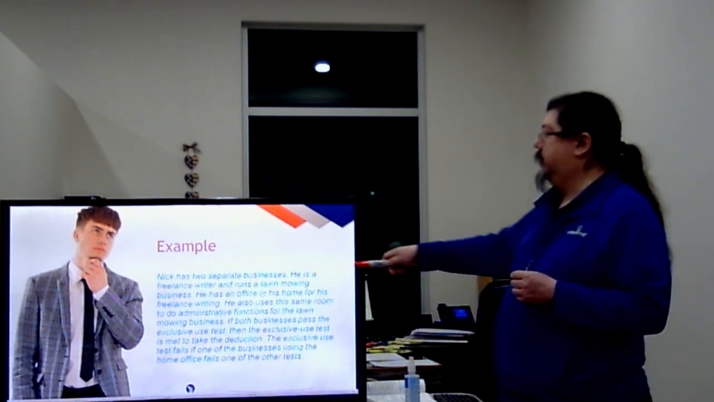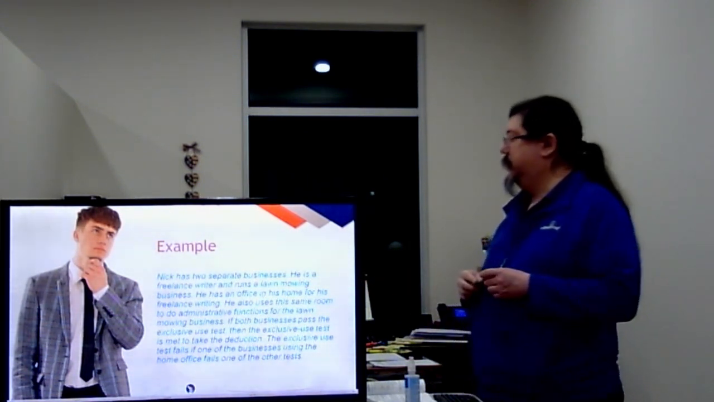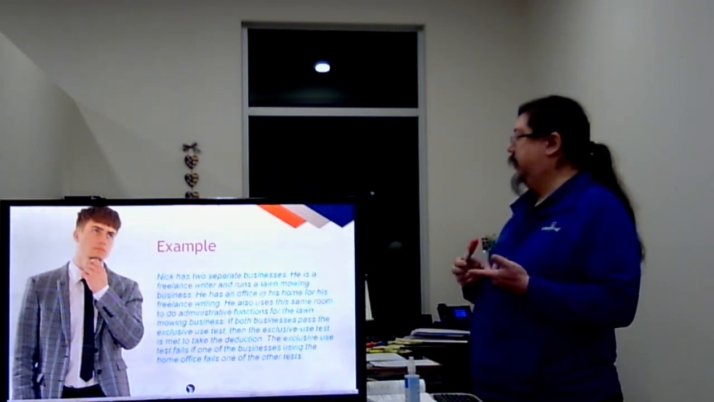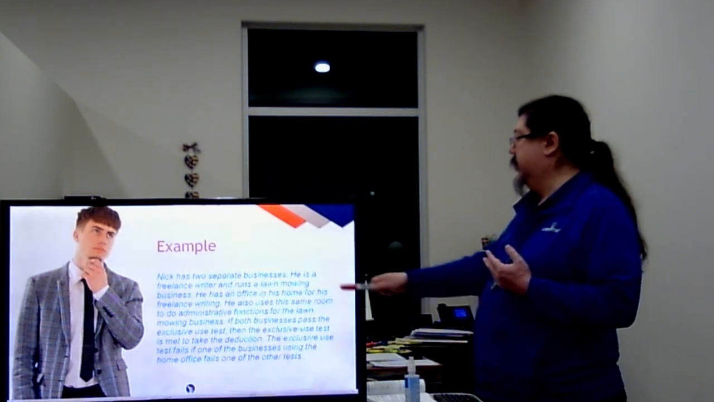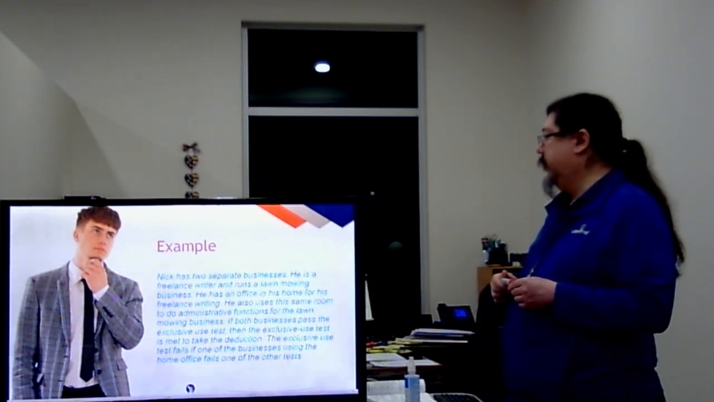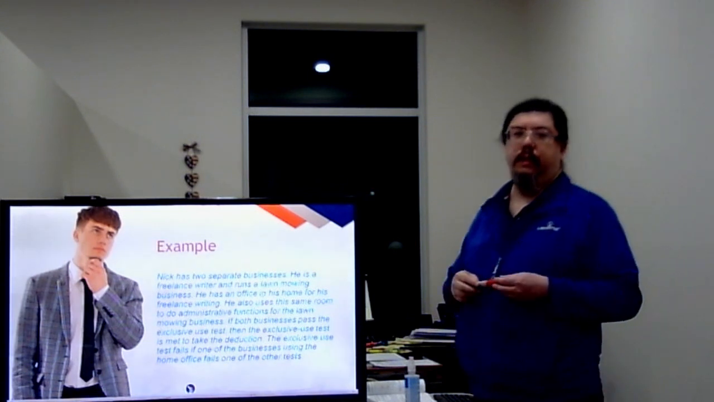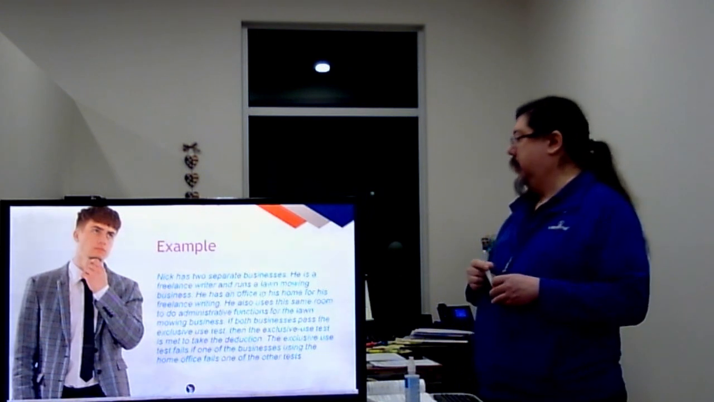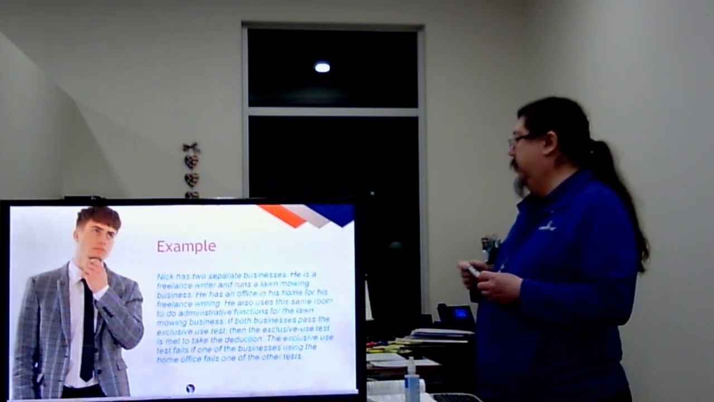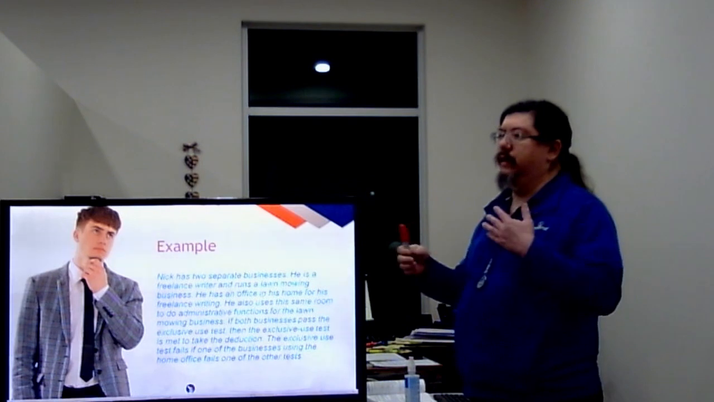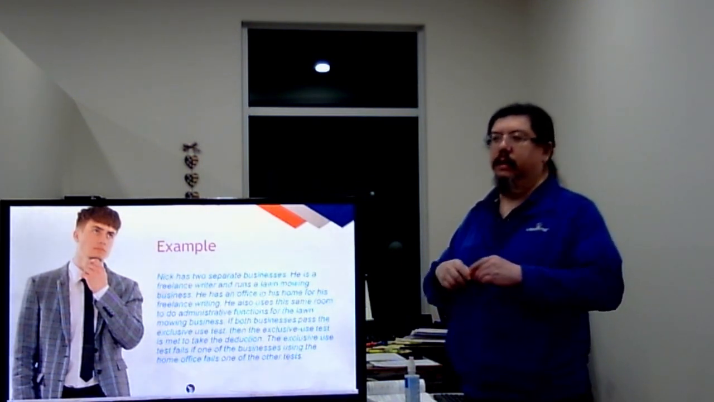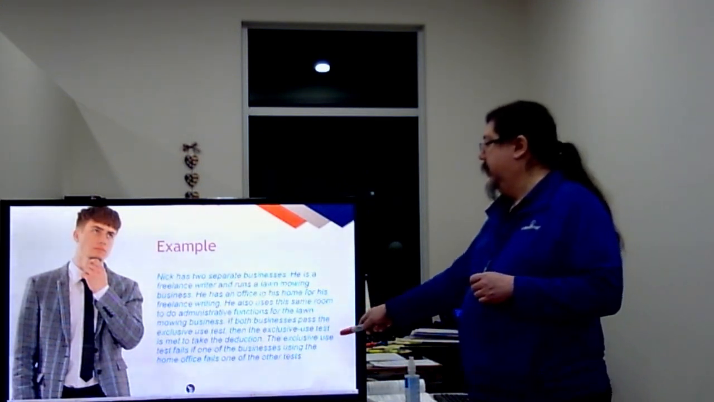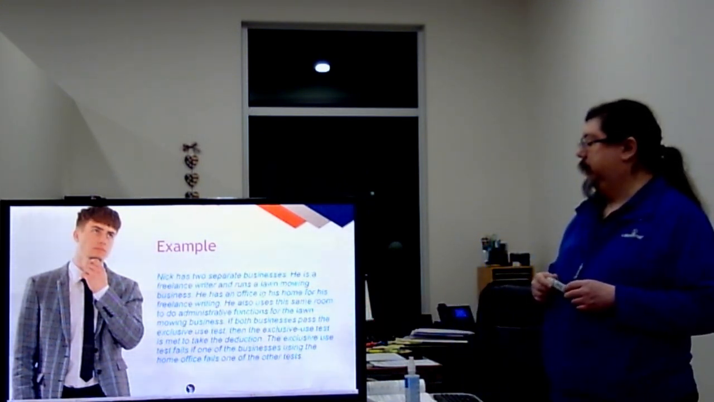Okay, yeah, this example, the previous slide was basically written wrong. This example looks correct to me. Nick has 2 separate businesses. He's a freelance writer and runs a lawn mowing business. He has an office in his home for his freelance writing, and he uses the same room to keep track of his receipts and his bookkeeping for his lawn mowing business. Both businesses pass the exclusive use test, or kind of like that room passes the exclusive use test, considering all of his businesses together. So then he can take the deduction.